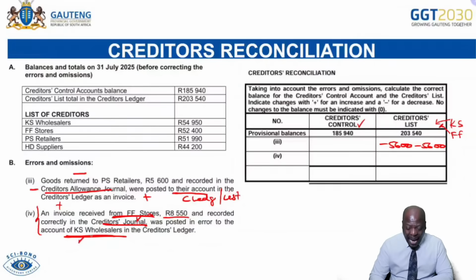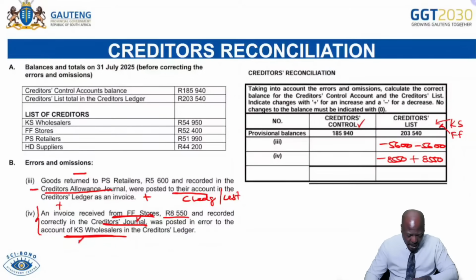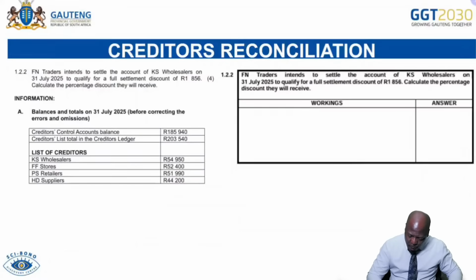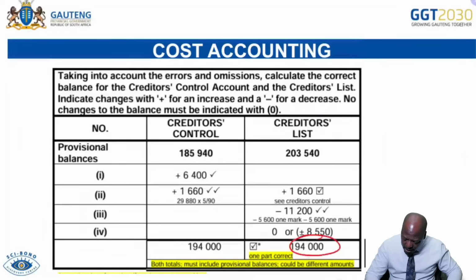So we added it to KS. Let's subtract it from KS, minus 8550. Then let's add it to FF, plus 8550, like that. And then eventually you get the total. If you add from the top, it must give you 194,000 from the top. 194,000 here, and here you also get 194,000 over there. Okay, I'll show you when we come here that it ends up with 194,000.